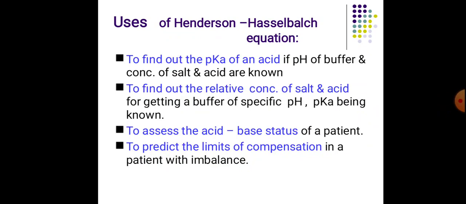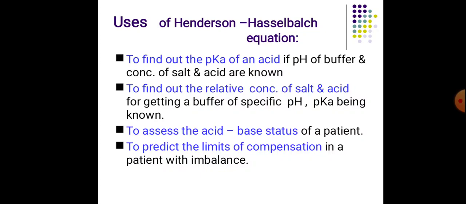These are the uses of the Henderson-Hasselbalch equation. First, to find out the pKa of an acid if the pH of the buffer and the concentration of salt and acid are known. Next, to find out the relative concentration of salt and acid for getting a buffer of specific pH, pKa being known, and to assess the acid-base status of a patient. The fourth point is to predict the limits of compensation in a patient with imbalance.